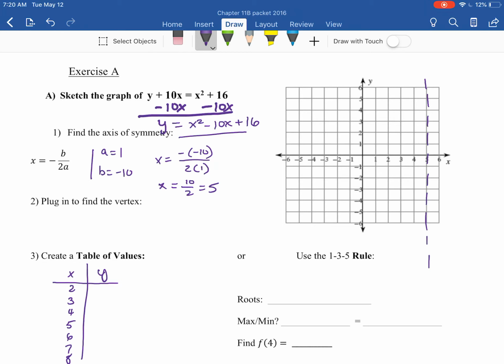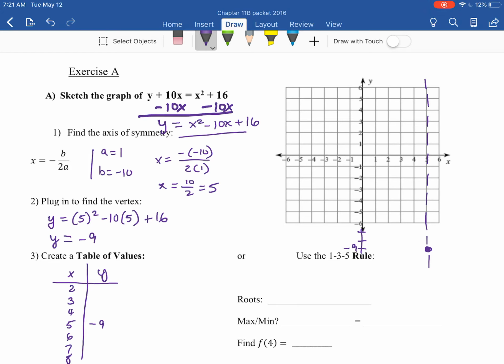Okay, let's plug in 5 to find the vertex. So y equals 5 squared minus 10 times 5 plus 16. So let's see what that comes out to. 5 squared minus 10 times 5 plus 16, negative 9 again. Okay, so my vertex is at 5, negative 9. Oh, not very good graph planning. Okay, so there's 5, negative 9.